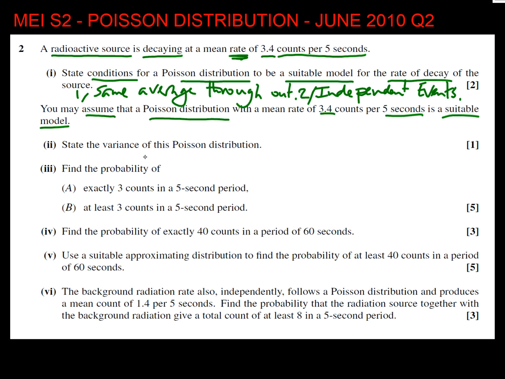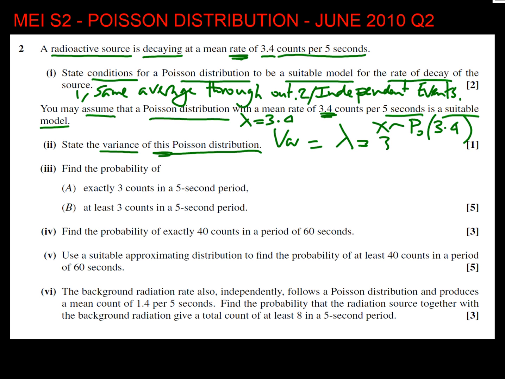First part, state the variance of this Poisson distribution. Well, what's the variance of a Poisson? The variance of a Poisson is lambda, and they've told us here that in the equation, I should have written just above that, lambda is 3.4. So what we're looking at here is a Poisson variable with lambda 3.4. So what's the variance going to be? Well, it's going to be equal to lambda, which is equal to 3.4. How about that? Okay.